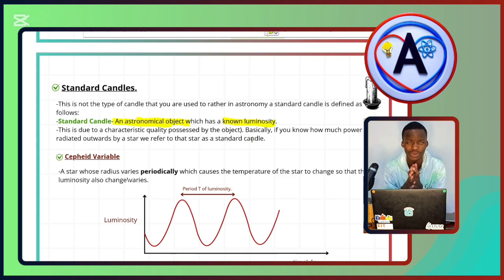But why is this important? We're going to get to that. Because it has a characteristic quality that it possesses. Basically, if you know how much power is radiated outwards by the star, we can therefore refer to that star as a standard candle. So we're going to go through 2 examples of standard candles, so that we can better understand this objective as a whole.